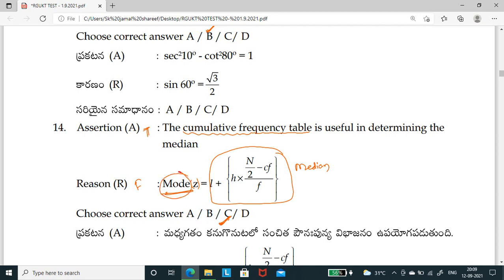Suppose instead of mode, if he had given median, then you can simply say that assertion and reason are true and R is the correct explanation of A, right? Then you can apply that.